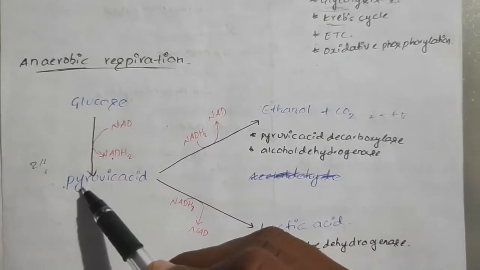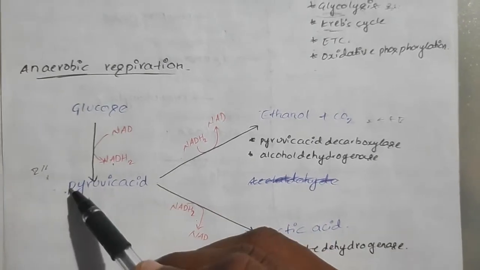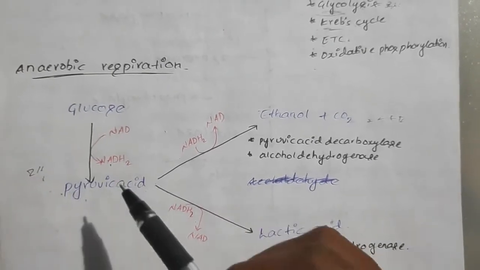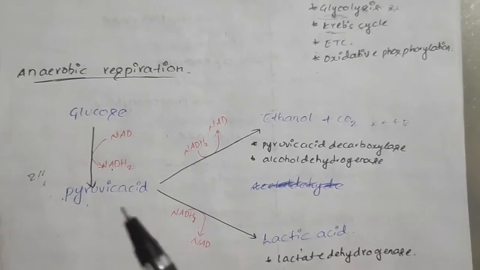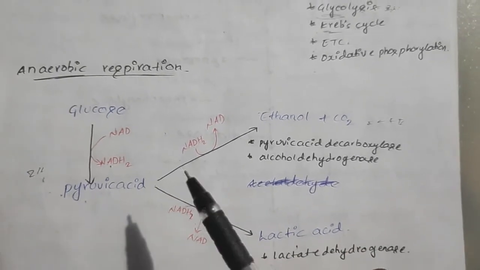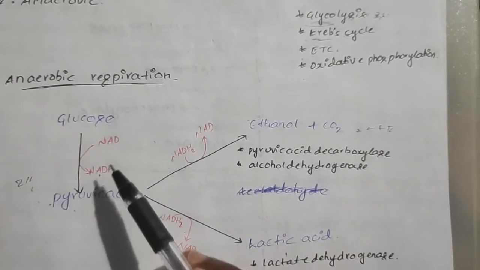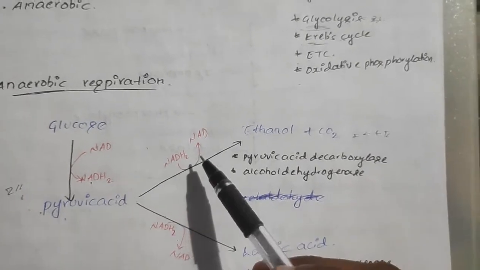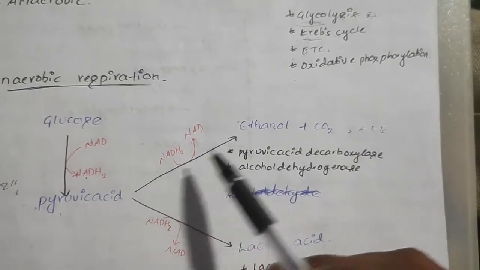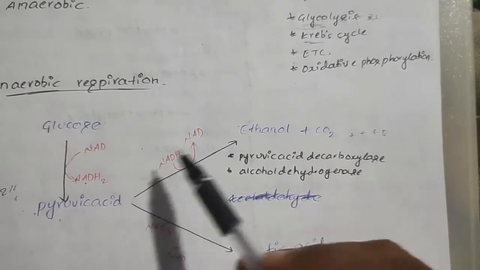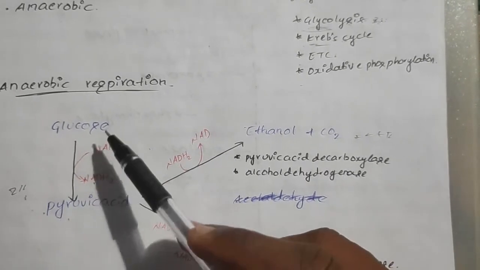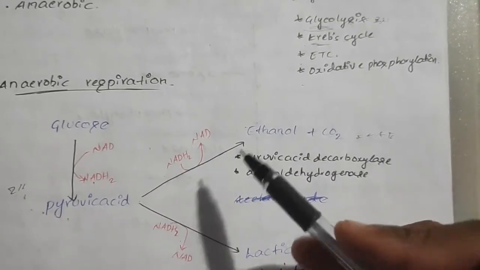In this process, 2 molecules of NADH2 are produced, because we are getting 2 molecules of pyruvic acid. So 2 molecules of NADH2 and 2 ATP are produced in glycolysis. And these 2 molecules of ATP are used for conversion of pyruvic acid into ethanol in bacteria. So the NADH2 which we got in glycolysis is now lost.